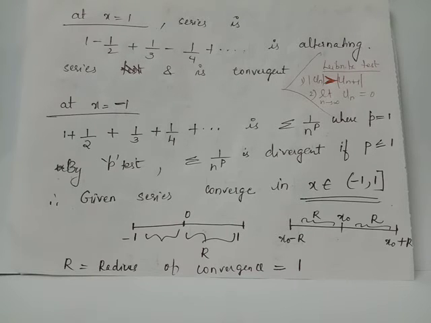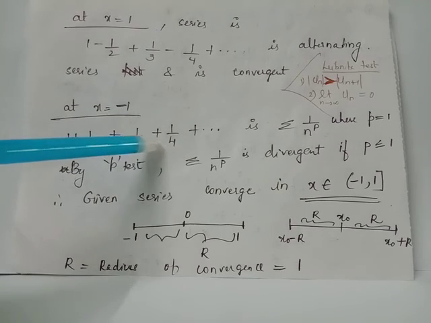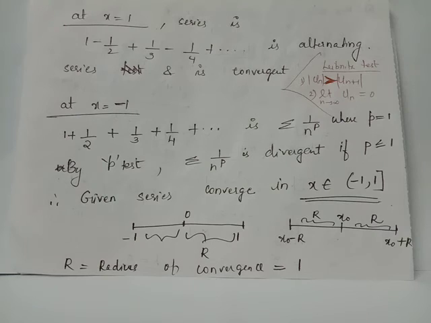At x equals minus 1, we obtained this series, which is of the form summation 1 by n raised to p, where p equals 1. You can consider this series as summation 1 by n, which can be considered as summation 1 by n raised to 1, where the power of n, p, equals 1. By the p test, whenever p is strictly greater than 1, summation 1 by n raised to p will be convergent. Here we have obtained a series of the form summation 1 by n raised to p, where p equals 1.